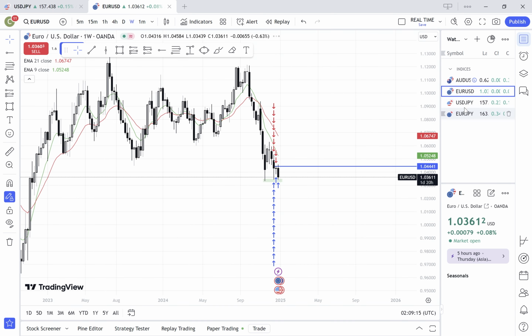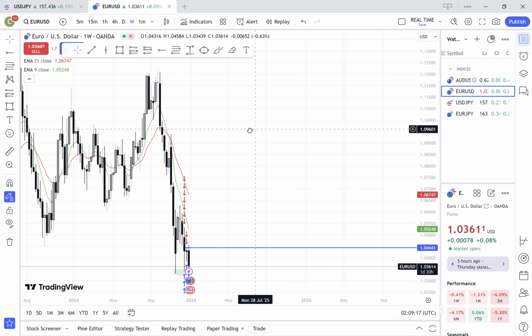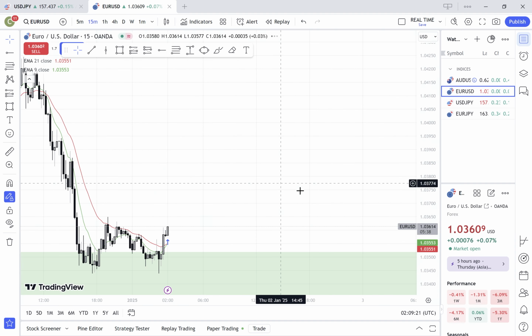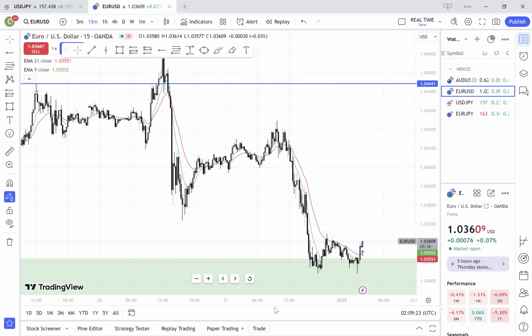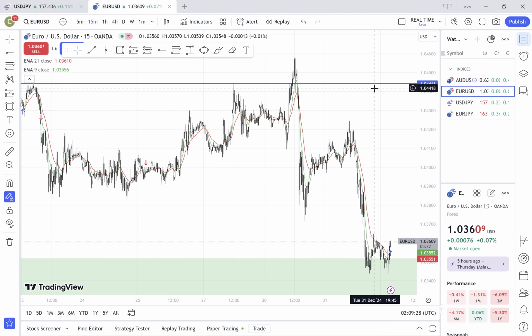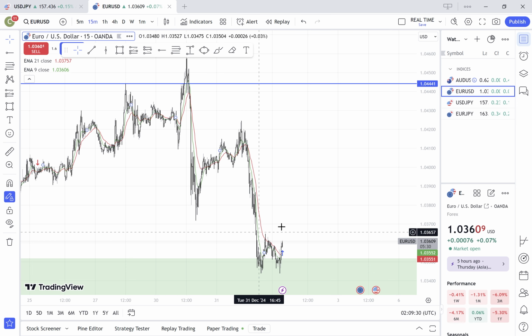So we're going to take a trade in EUR USD as soon as the price goes up from there. So let's go into our 50 minutes time frame. So here it is. We're going to wait for the price to go up to at least this level or that level and make a bearish turn, and then we'll be taking trades.